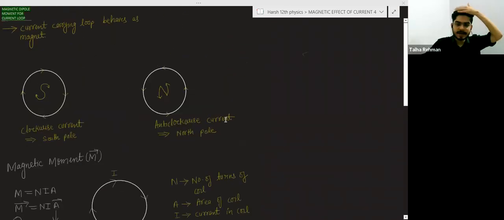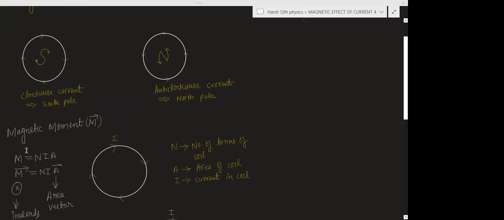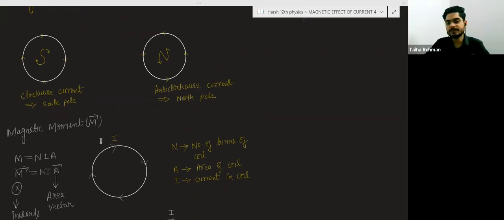So this magnetic moment is given by the number of turns in the coil, current, and the area of the coil. M is equal to NIA. This thing you should know. And if there is a current in the coil, then that coil will behave as a magnet. So if the coil is behaving as a magnet, then there will be some magnetic moment.